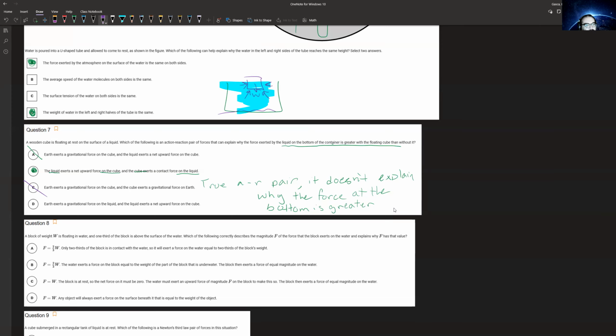Let's see here, D. The earth exerts a gravitational force on the liquid and the liquid exerts a net upward force on the cube. So here, this is not an action-reaction pair. It sounds good because it kind of answers the question, and these are true ideas. The liquid definitely exerts an upward force on the cube and the earth definitely exerts a gravitational force on the liquid. Implicitly, it does explain why the force would be greater, but it's not an action-reaction pair. So that's why B is our best.